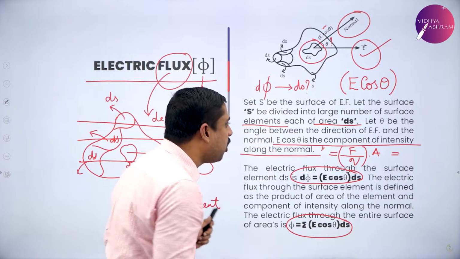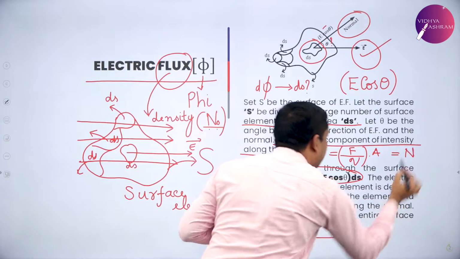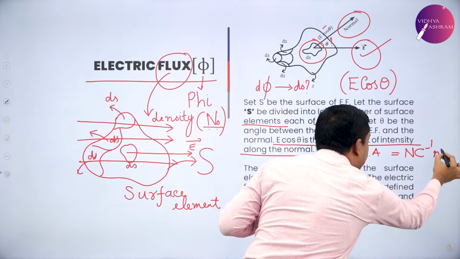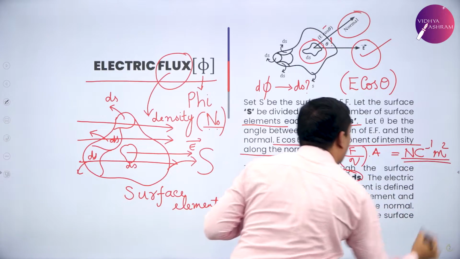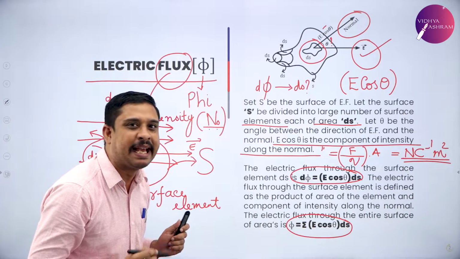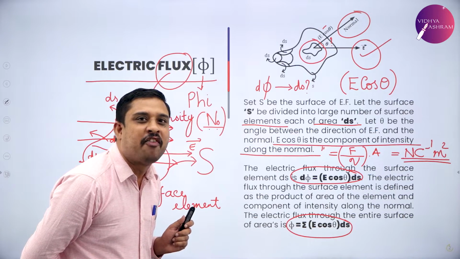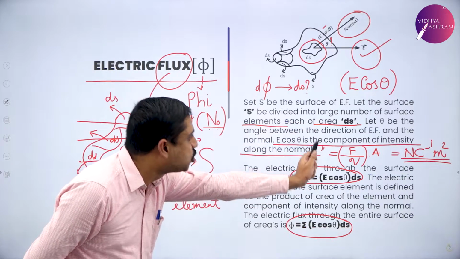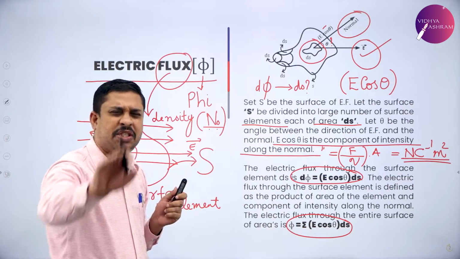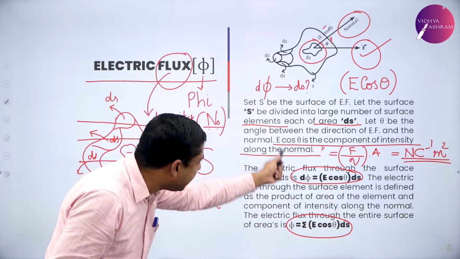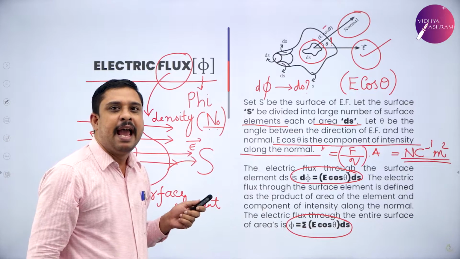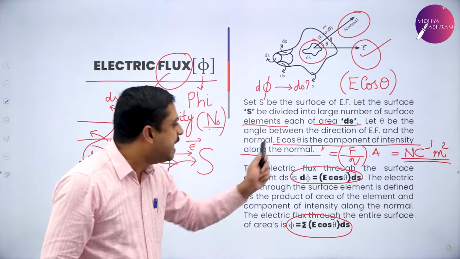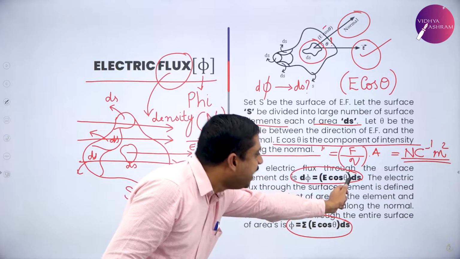So what is the SI unit of force? Newton, divided by Coulomb. Coulomb inverse, area meter square. So in simple understanding, the SI unit of electric flux is Newton, Coulomb minus 1 meter square. So just remember, the summary of the entire description is electric flux d phi equals E cos theta into ds.